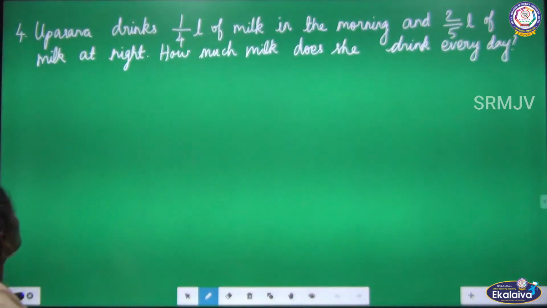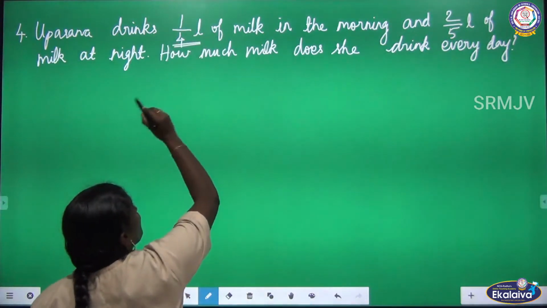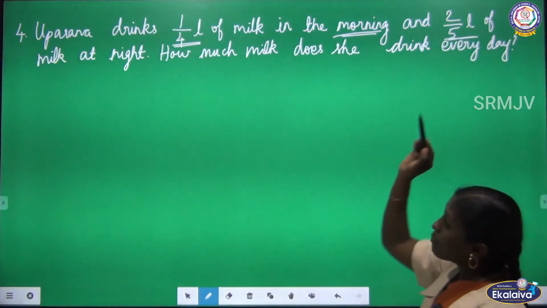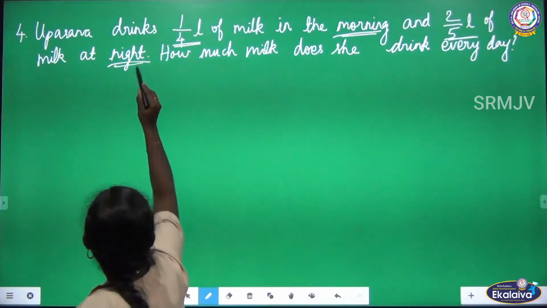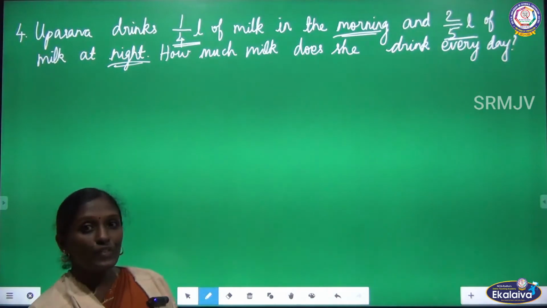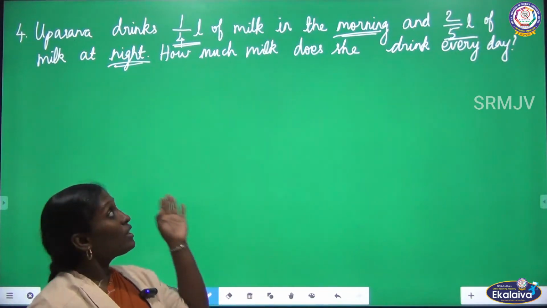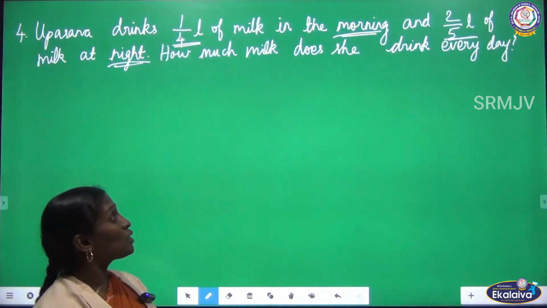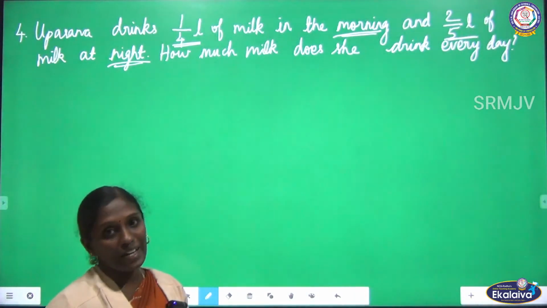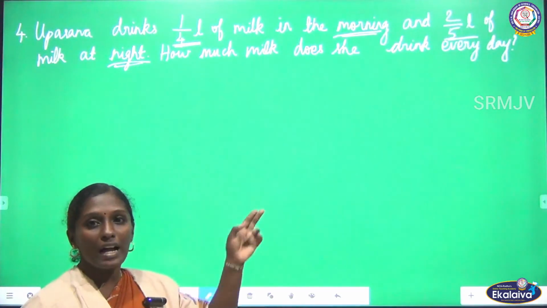The next question is, Upashna drinks 1 by 4 liter of milk in the morning and 2 by 5 liter of milk at night. Okay, how much milk does she drink every day? Now we are going to find how much milk she drinks every day. So she drinks 1 by 4 liter of milk in the morning and 2 by 5 liter of milk at night. So we are going to add to find the amount of milk she drinks every day. We have to add these two.